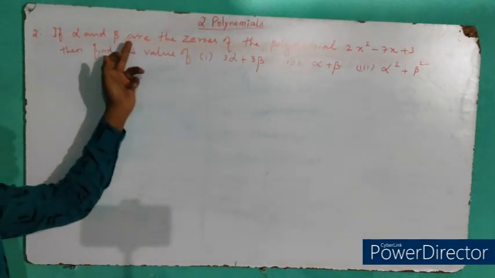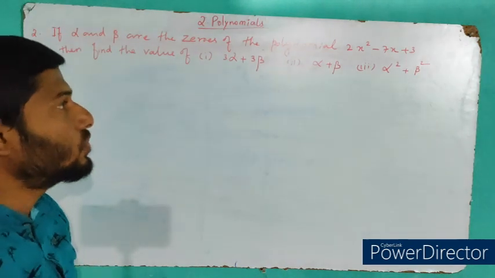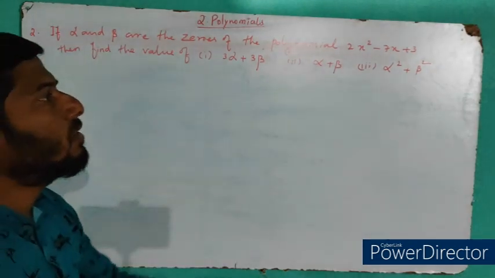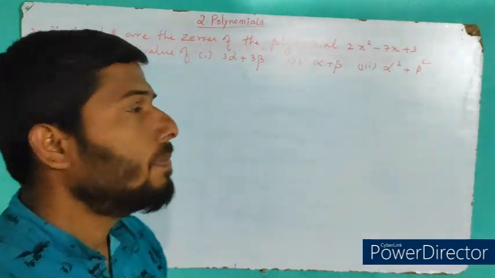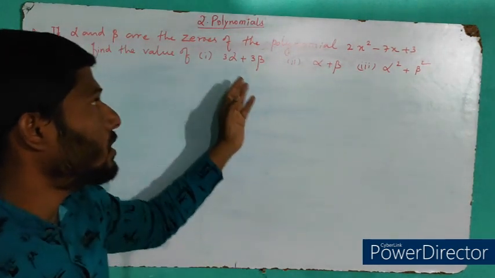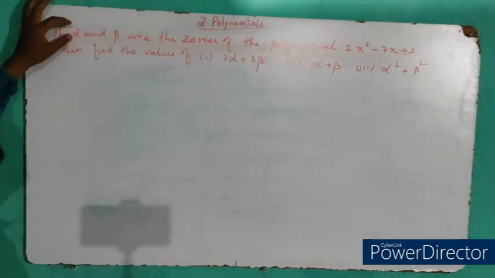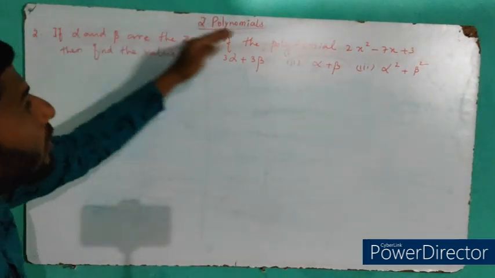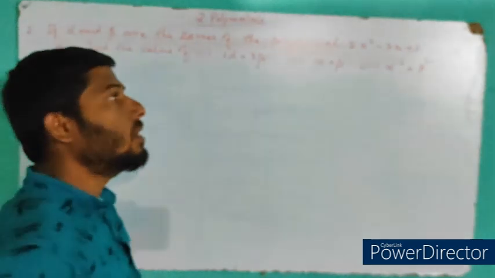Now let's read the question. If alpha and beta are the zeros of the polynomial 2x² − 7x + 3, then find the value of the following. First we have to calculate the zeros for this polynomial using splitting the middle term. Then you can find out the values of these options. Maximum in this model only the questions will come. First, they said in the question alpha and beta are the zeros. So let us find the alpha and beta values, meaning let's find the zeros using splitting the middle term.